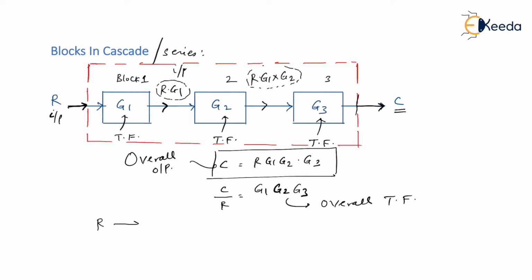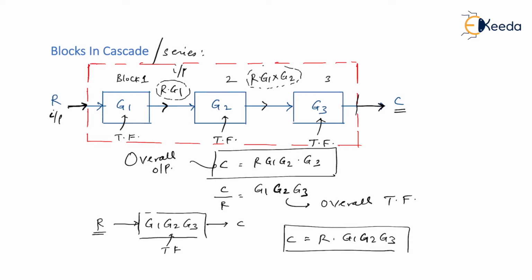R as input, transfer function as G1, G2, G3, and output of the system as C. Then I can write C is equal to input into transfer function. What is input? Input is R. Transfer function is G1, G2, G3. So let me name this equation as 2. Let me name this equation as 1.